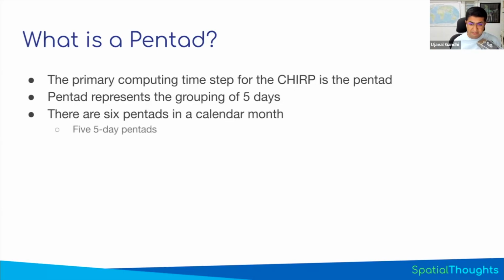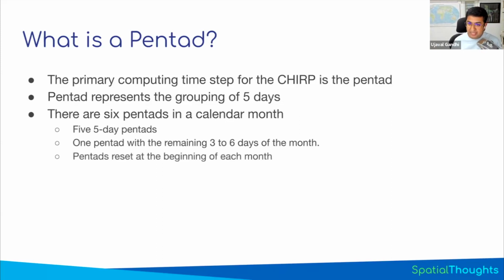And you have 5 pentads, which are 5 days each. So 25 days, you have 5. And then depending on the length of the month, the final pentad will be 3 days if it's a 28-day February, or 6 days if it's a 31-day month, right? So you have up to 6 pentads in every month, and the pentad will reset at the beginning of each month. So February 1st will be a new pentad. March 1st will be a new pentad. And that's how the data is computed.